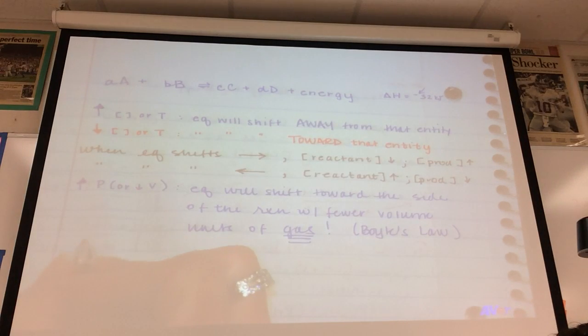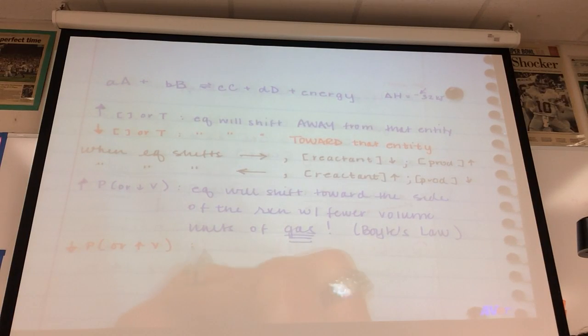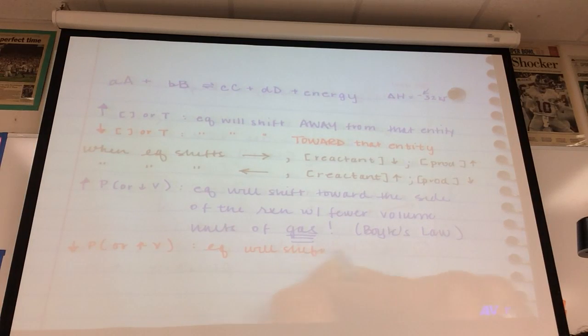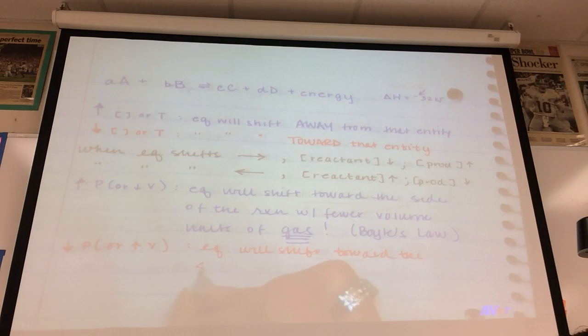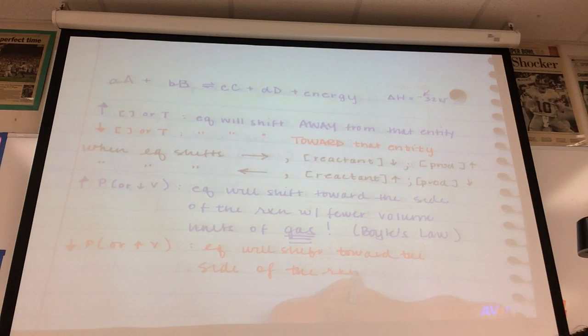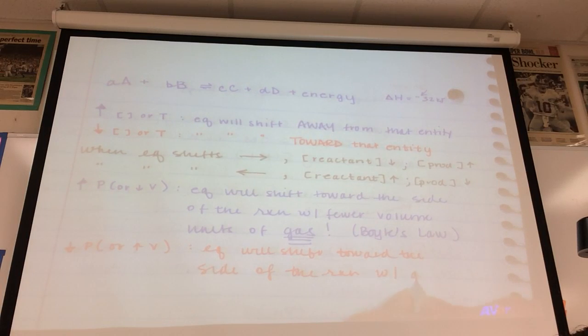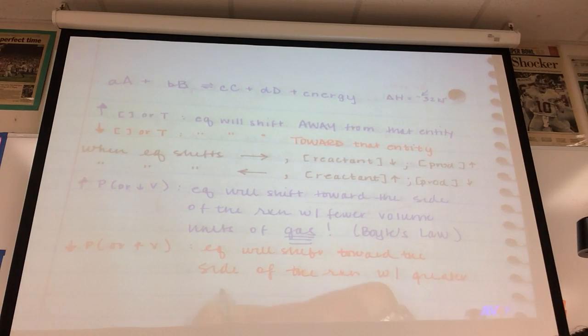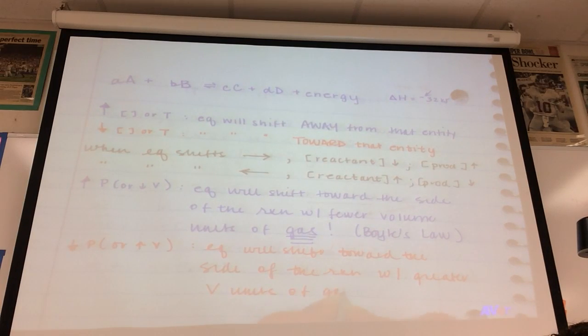If you decrease pressure or increase volume, equilibrium will shift toward the side of the reaction with greater volume units of gas, also because of Boyle's law.